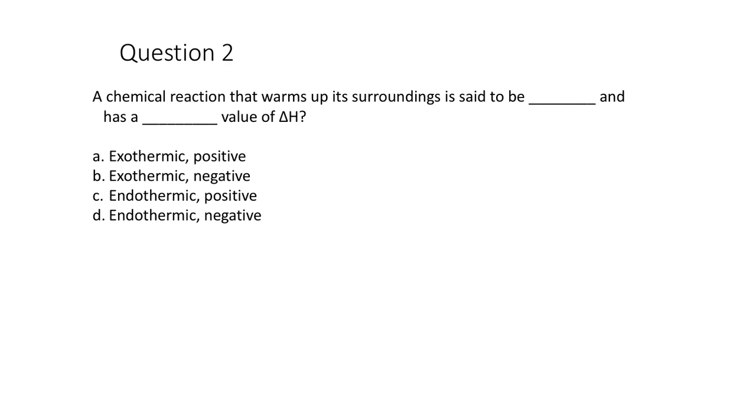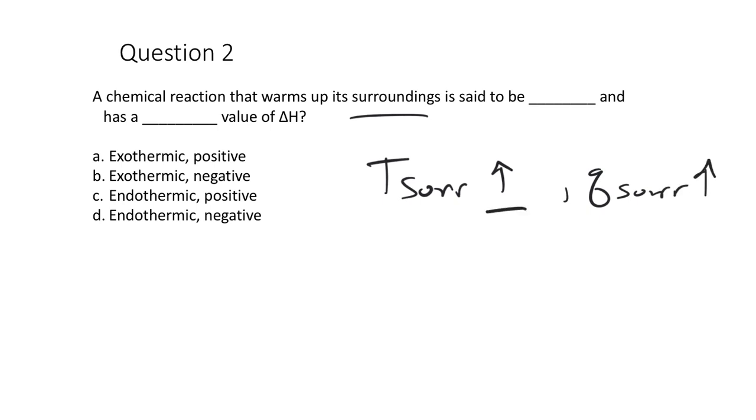Okay, moving on to question 2, a chemical reaction that warms up its surroundings. So a reaction takes place and the surroundings of the reaction warm up. So I'd say the temperature of the surroundings increases. That must mean the heat of the surroundings increases, because temperature is just a measure of heat. So if temperature goes up, the heat of the surroundings goes up. And so what about the reaction that produced this change in the surroundings? A reaction that enables the surroundings to increase in temperature, to increase in heat, must have lost heat.